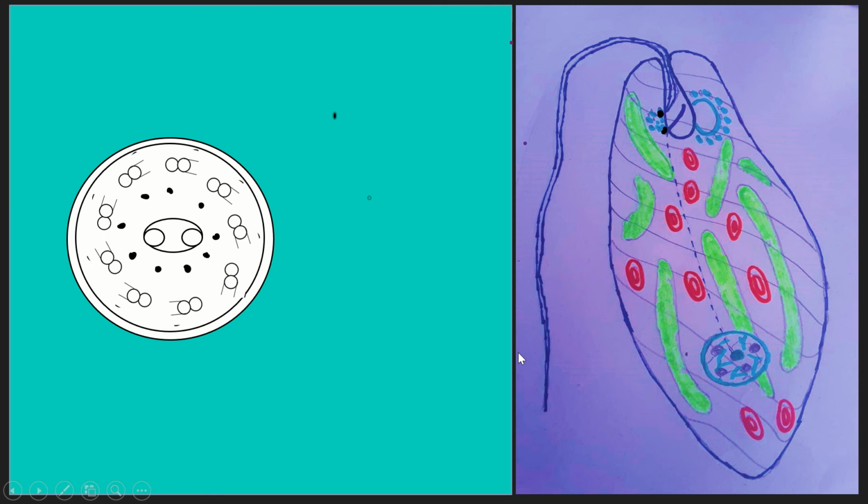Then when we see the cytoplasm, it is clearly divisible into two zones. The outer zone is a clear and narrow peripheral zone containing microtubules and muciferous bodies, and it is called the ectoplasm. Ectoplasm is the outer peripheral layer of the cytoplasm, and it contains microtubules and muciferous bodies.